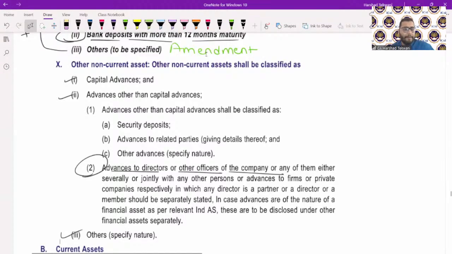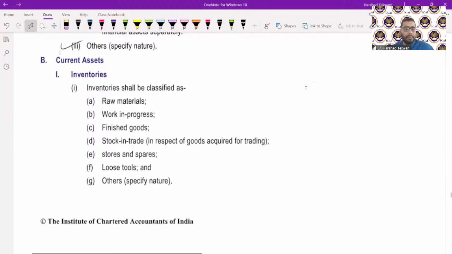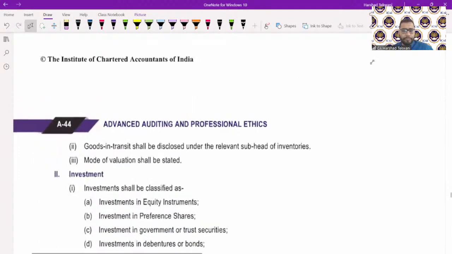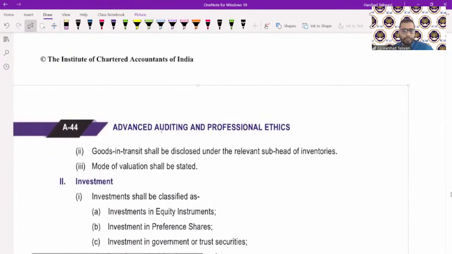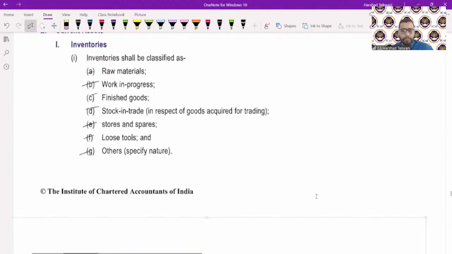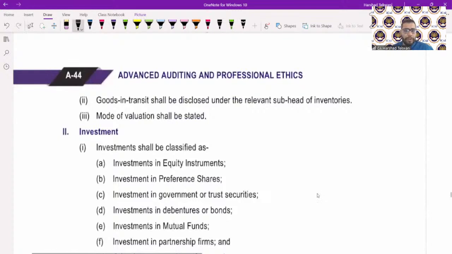Current asset first, inventory. Inventory will include raw material, work in progress, finished stock and trade, stores and spares, loose tools and others, same way as division one. Goods in transit shall be disclosed separately under subhead of inventories, and mode of valuation shall be stated separately.